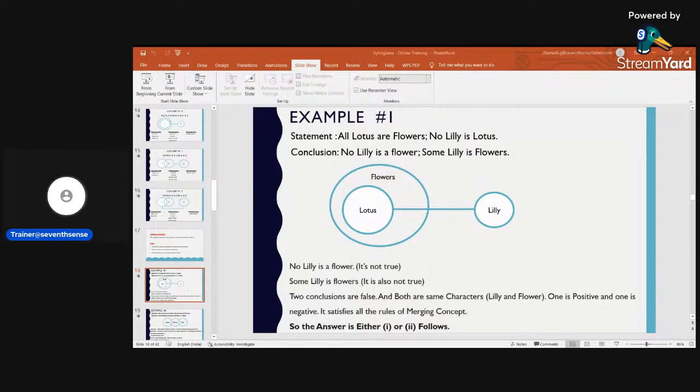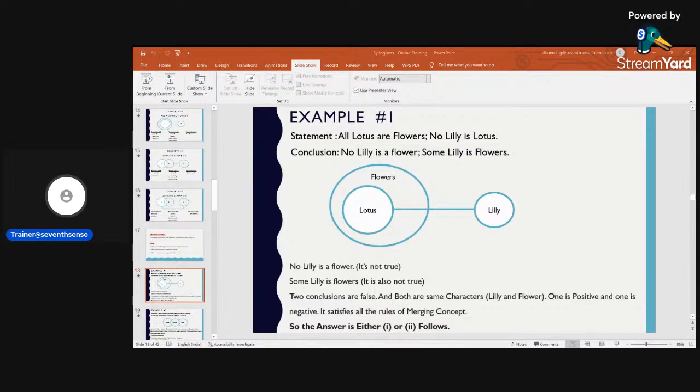So this is our answer. So let's check this answer. So no direct connection, so the first conclusion is false. And though there is no direct relation, there is a word possibility in the second conclusion, so the second one is true. The third one is false because no direct relation. In the fourth there is a word possibility, so we can take it as true. So the conclusions two and four follow.